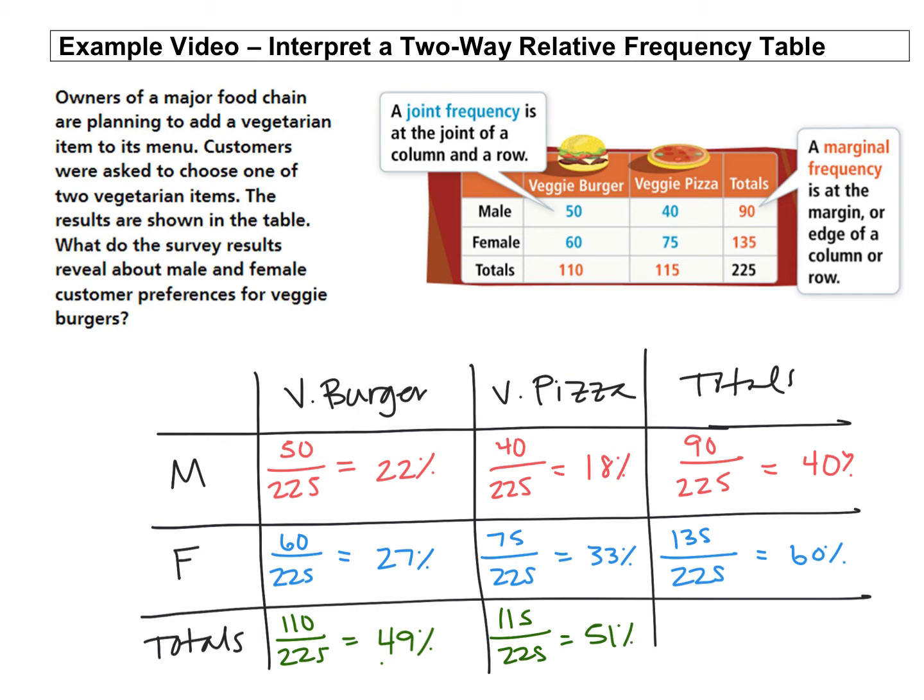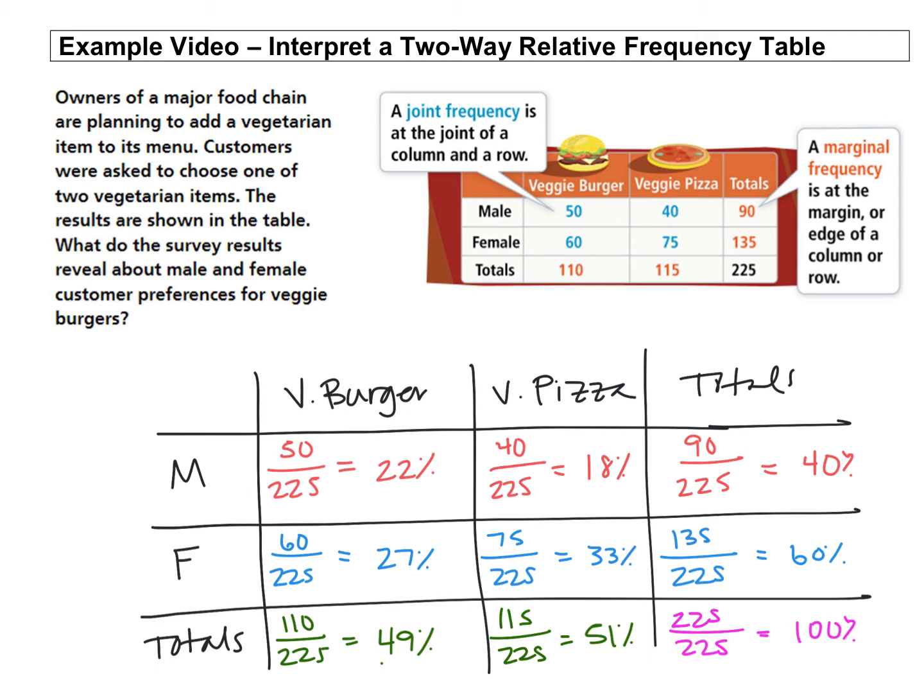And then the total in the bottom right, this should be everything. In a relative frequency table, if you have 90 plus 135, you get 225 over 225. If you have 110 plus 115, you get 225 out of 225. So the bottom right one should always be 225 out of 225, giving us 100% of the people.